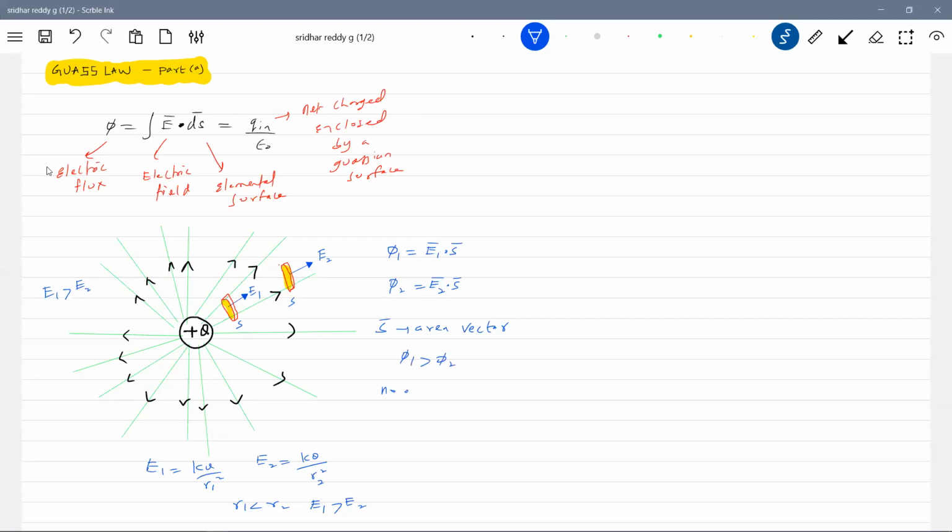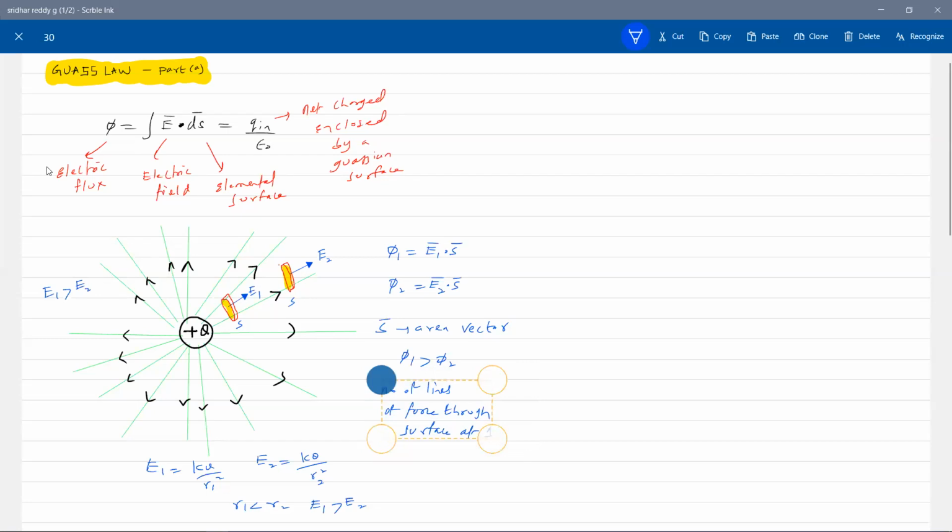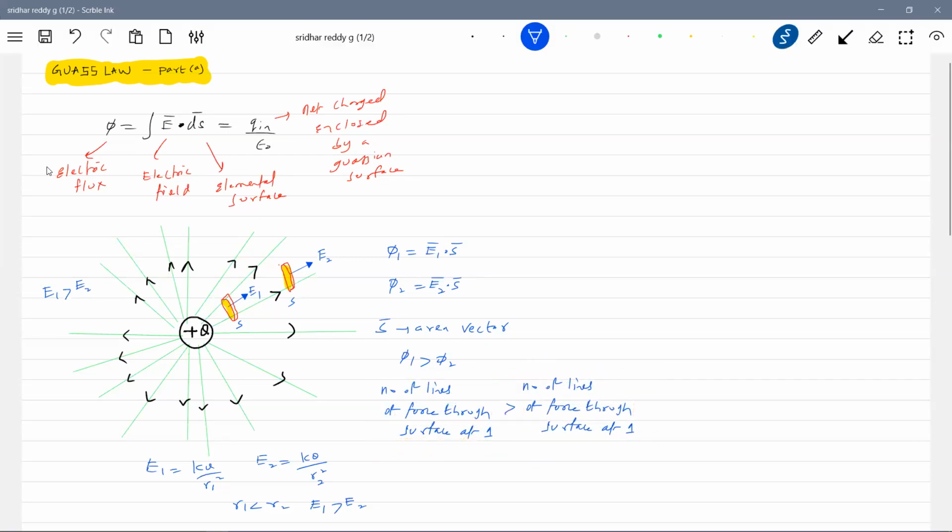And we know the number of lines of force through the surface at 1 is in fact greater than the number of lines of force through the surface at 2. Tell me, which one? I think this is the best method, no? To express the number of lines of force. So what is the flux? Flux will give us the information regarding the number of lines of force.